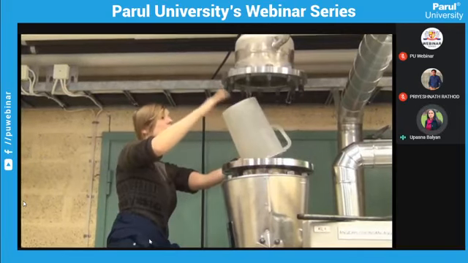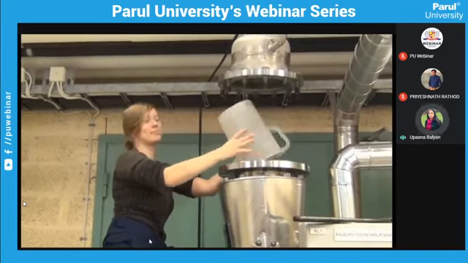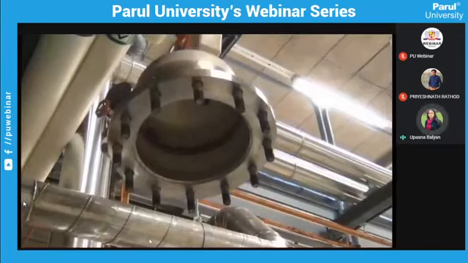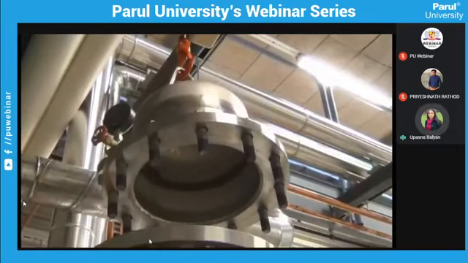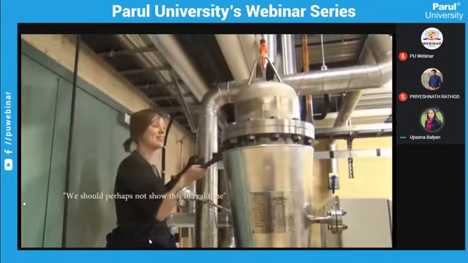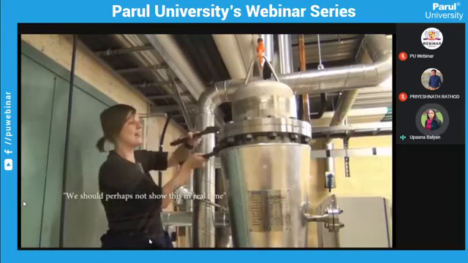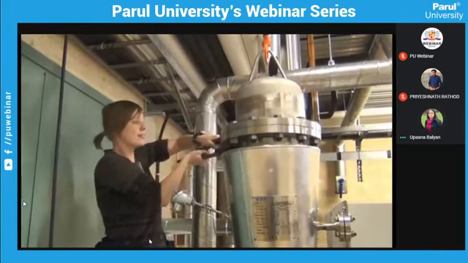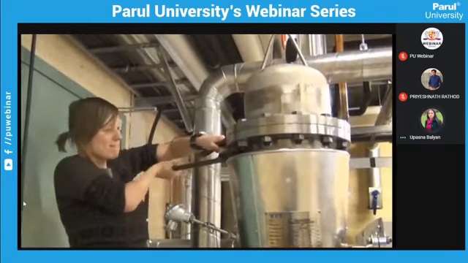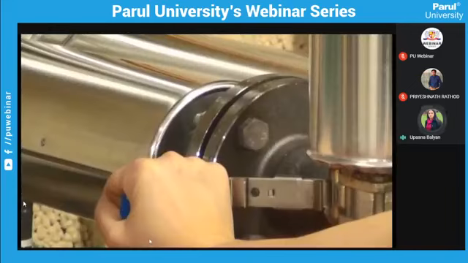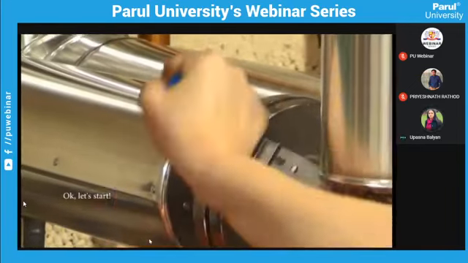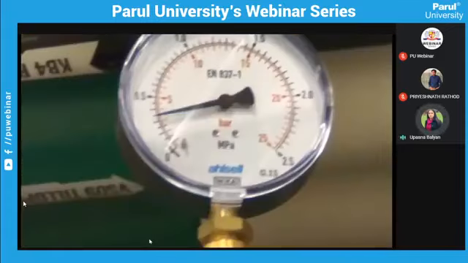We monitor the temperature by the temperature measurement technique, and then this chamber should be closed with the help of these big wrenches, you can see. So now this should be very tightly closed, and you can start it with the help of this steam.